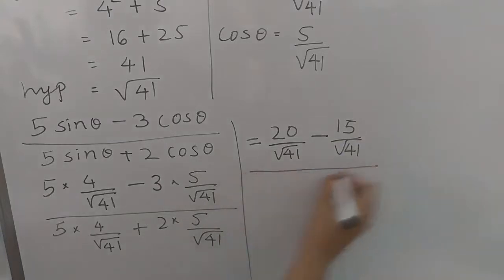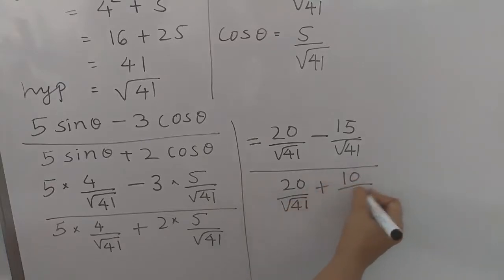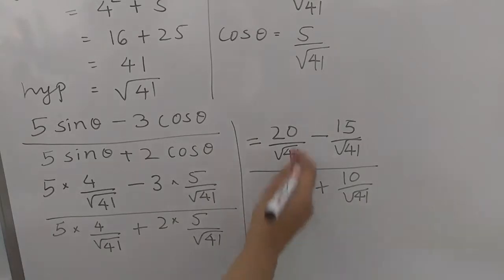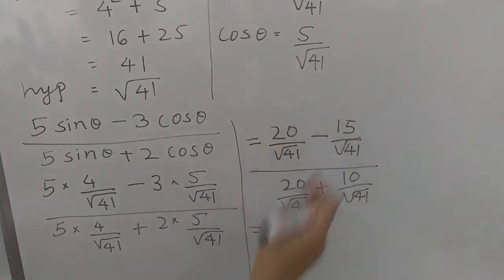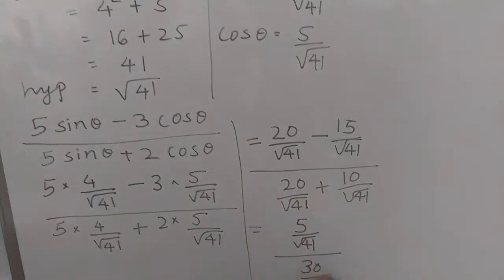And in the denominator it is 5 4s are 20 upon square root 41 plus 5 2s are 10 upon square root 41. Now you see numerators are different but denominators are same. So we can take direct subtraction, 20 minus 15, 5 by square root 41. In the division, this is 20 plus 10, 30 by square root 41.